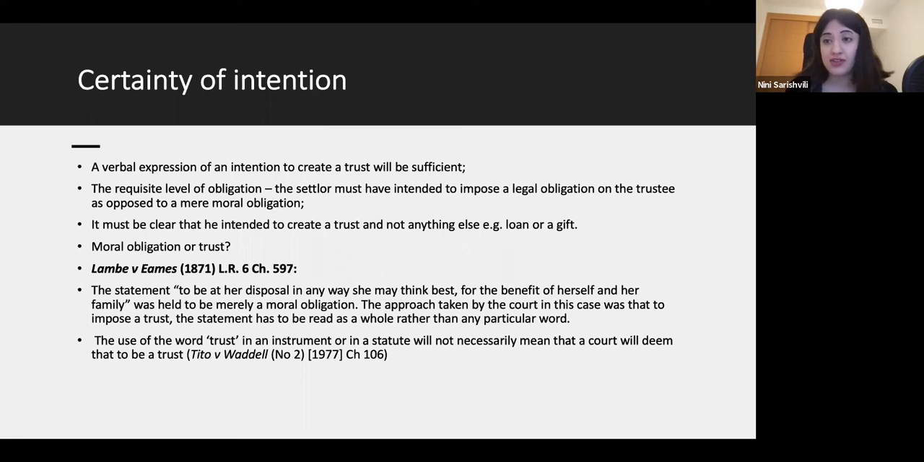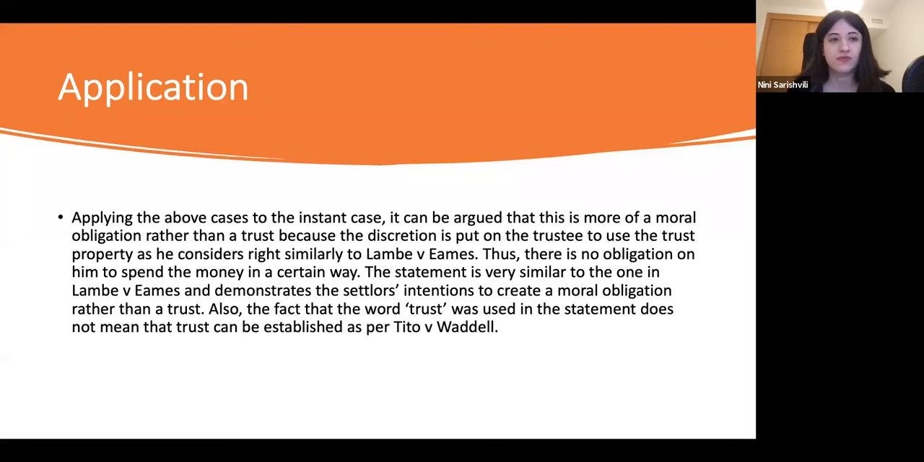The use of the word trust in a statement does not necessarily mean that a court will deem it to be a trust. That was stated in the case of Tito versus Waddle. Applying the above cases to this case, it can be argued that this is more of a moral obligation rather than a trust, because the discretion is given to the trustee to use the trust property as he considers right, similarly to Lamb versus Eames. Thus, there is no obligation on him to spend the money in a certain way.